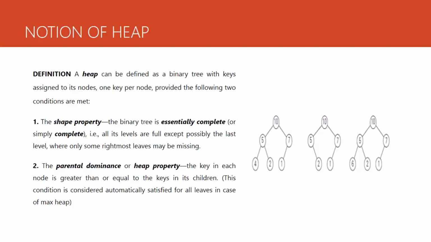Let's understand the definition of heap and its properties. The heap can be defined as a binary tree with keys assigned to its nodes, one key per node, provided the following two conditions are met. What's the first condition? Shape property. What are we saying there? The binary tree is essentially complete.